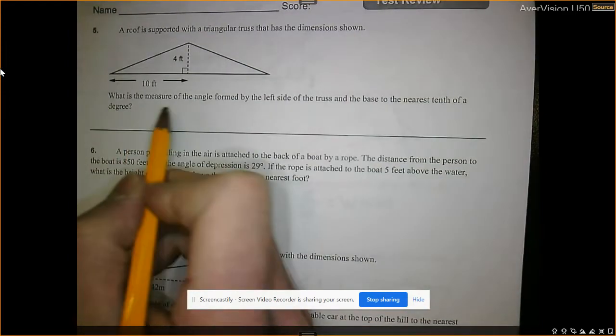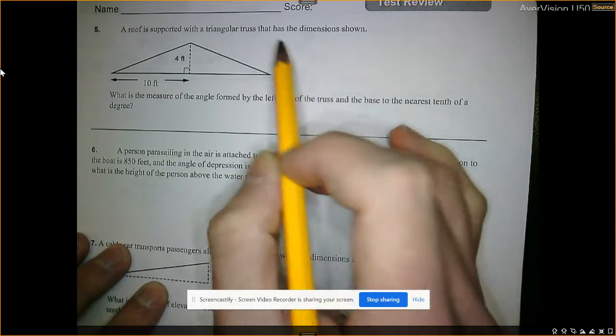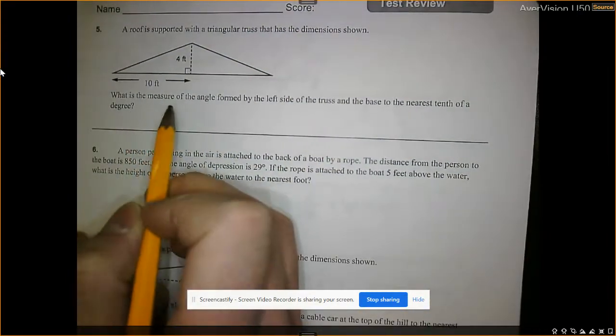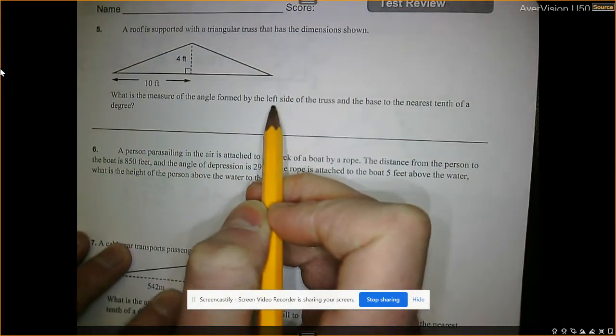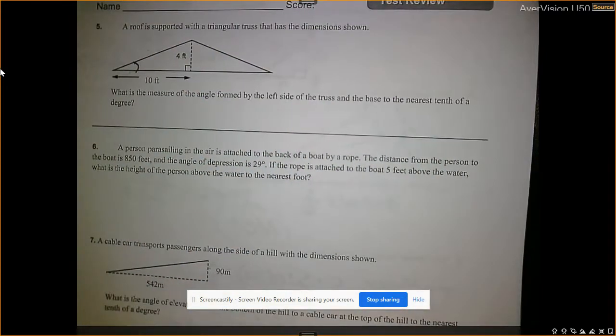Okay, so going on to the next one, we have a roof supported with a triangular truss that has the dimensions shown. We're trying to find the angle formed by the left side of the truss and the base to the nearest tenth. Well, here's that left side of the truss. Here's the base. So we're looking for this angle here.